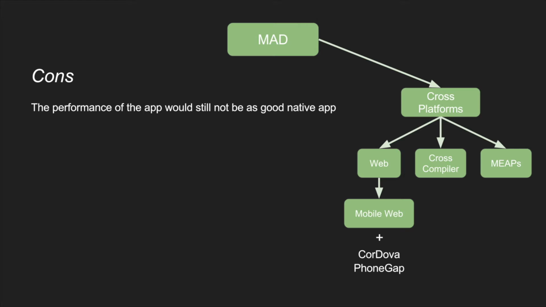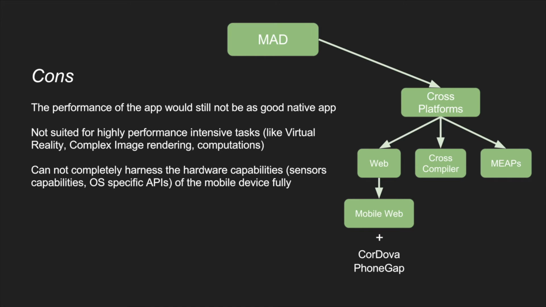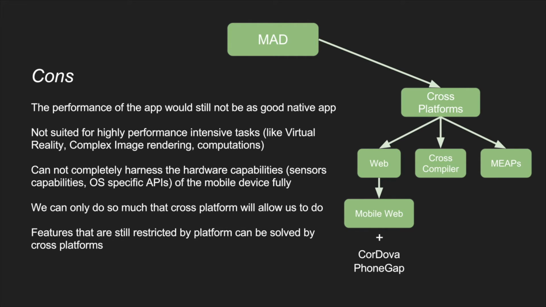The performance of the app is still not as good as a native app. It is not suited for highly performance intensive apps like virtual reality, complex image rendering, and computation. You cannot harness all the hardware capabilities of the device. You can harness only those which are supported by the Cordova or PhoneGap plugins. There will be some features which are very platform specific and those cannot be accessed across multiple platforms. In some cases, we need to resort to a lot of native coding. You cannot just completely ignore native coding and hope that you will build the application just based on the Cordova and PhoneGap cross-platform capability.